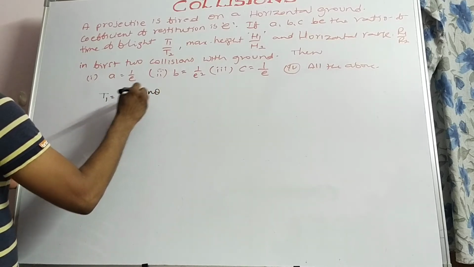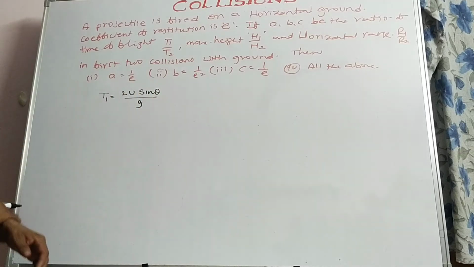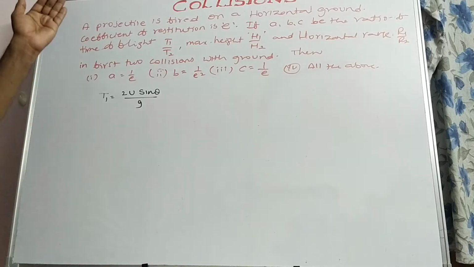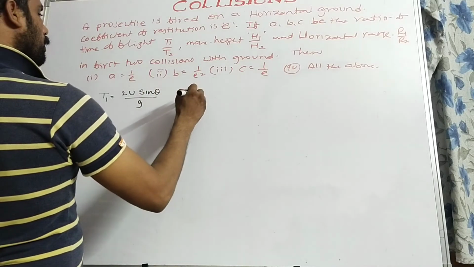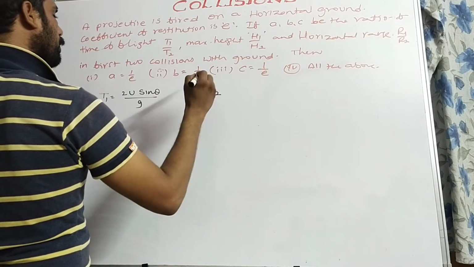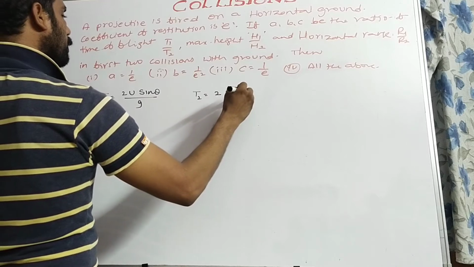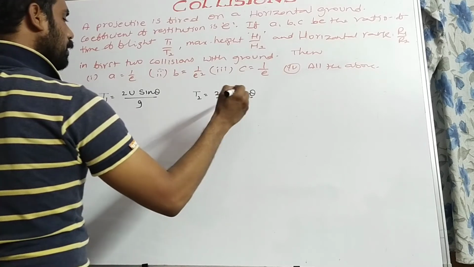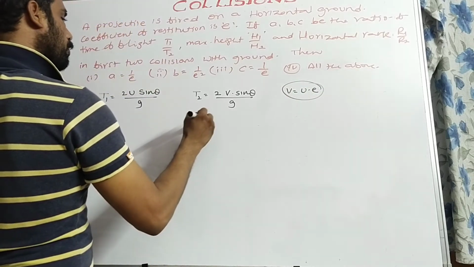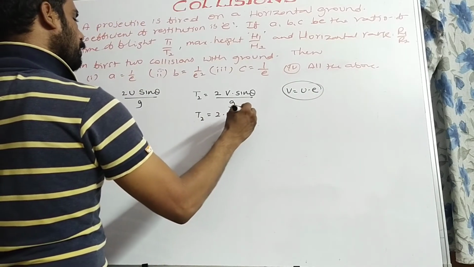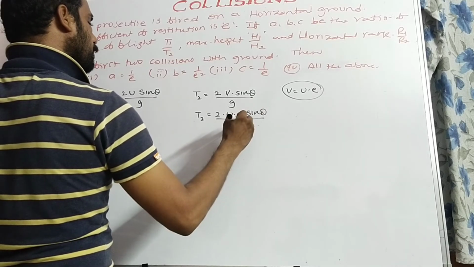2u sin theta by g. So in case of coefficient of restitution, of course, T1 is before touching the ground. T2 is after collision, when it is going up. Then T2 is equal to, let's say, 2 into V sin theta by g, where V is equal to u into e. So T2 is equal to 2 into u into e sin theta by g.